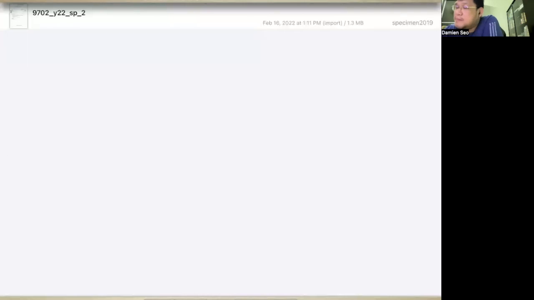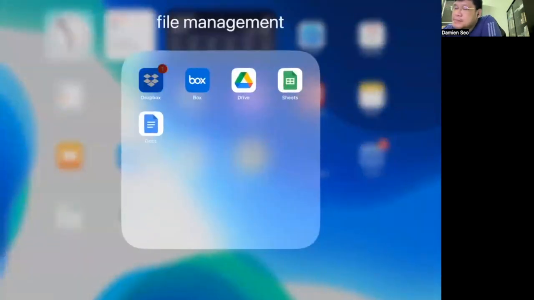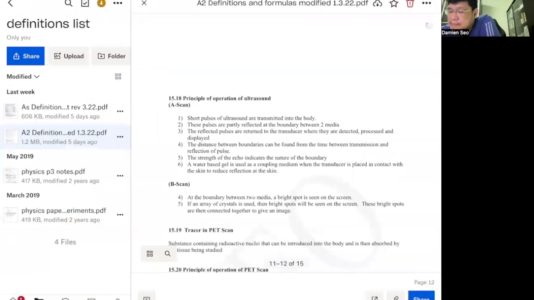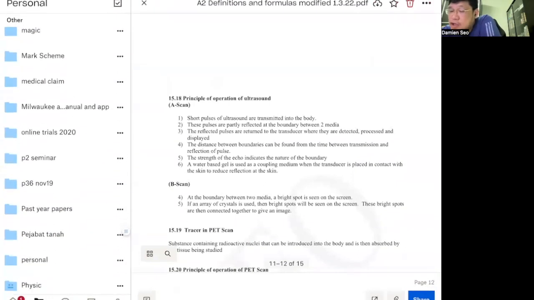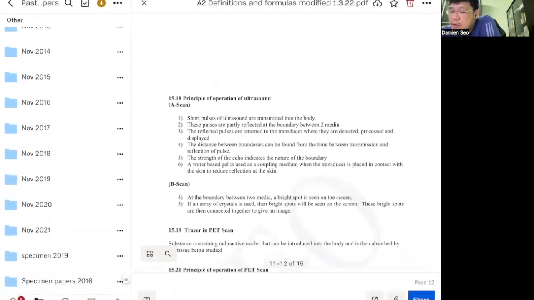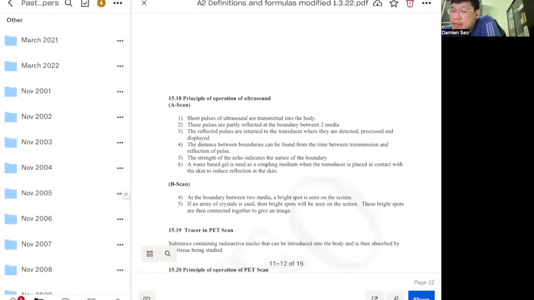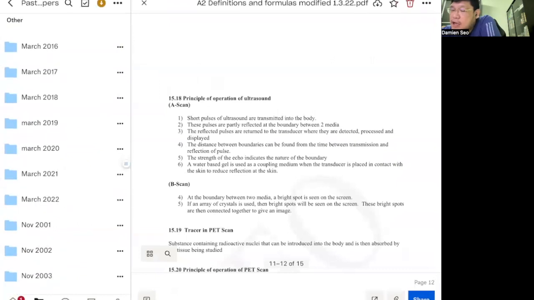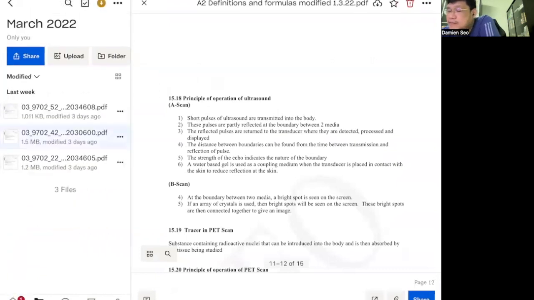Let's look at the March paper, because the March paper will be the more accurate one. Fortunately, we have the March paper. Otherwise, we would be in trouble, because we wouldn't know what formulas are given. Well, Cambridge also, the specimen paper is half-cooked.